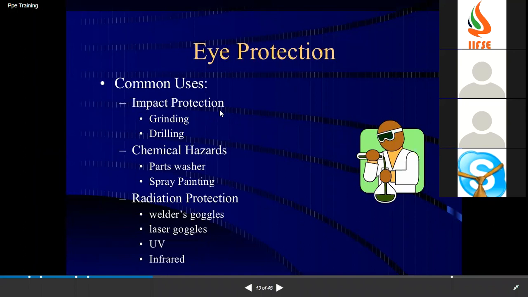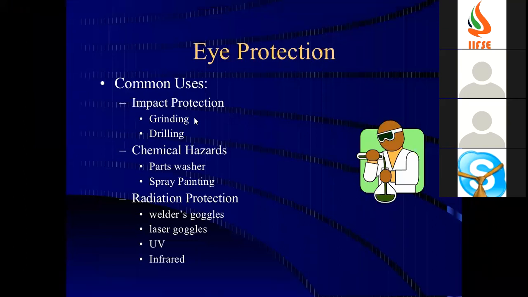Okay, impact protection, grinding and drilling. So what happens during grinding and drilling? What is the main hazard? Material may fall into the eye. Yes, that we have. Impact protection hazards are flying of the abrasive, flying and foreign objects. Yes, and splinters also, sir. Yes, that's the accurate answer. That's very nice.